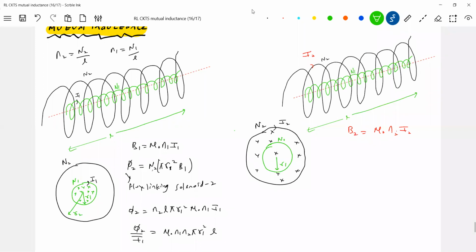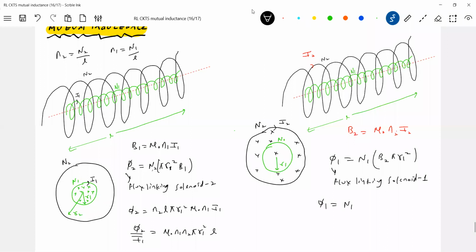If a current I2 flows, I'll make it flow in the outer solenoid. Then I'll calculate the flux linking the inner solenoid. So, phi 1. Now, how many turns are there? N1 turns into, what shall I write here? B2 into pi R1 square only, no? Because see, magnetic field is present outside the first solenoid also, but I want how much flux is linking the inner solenoid. So what is phi 1 I should call? Flux linking solenoid 1.